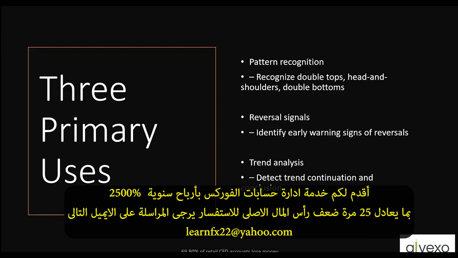Now that we have these on our chart and we kind of understand what we're looking at, how can we use these Bollinger Bands to help us? Well, we have several different ways. Bollinger Bands help us through pattern recognition. You know what double tops, head and shoulders, and double bottoms are. Well, with Bollinger Bands, we get what's called the M and the W formation. It also helps us see early reversal signals, and I'll show you that on a chart shortly. And it also helps us analyze the trend and detect whether the trend should be continuing or ending.